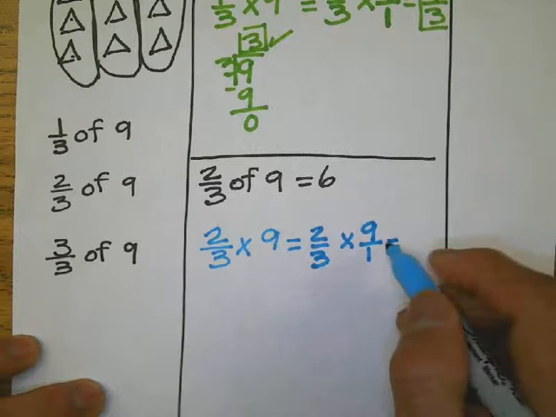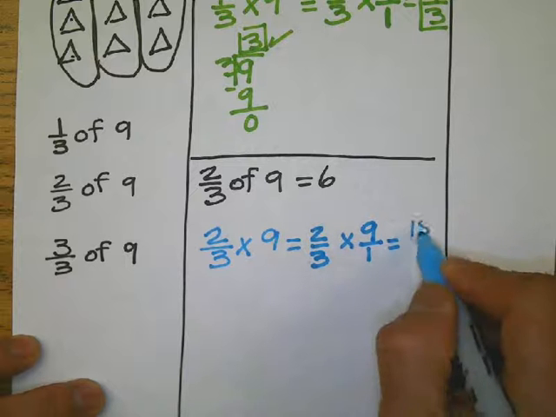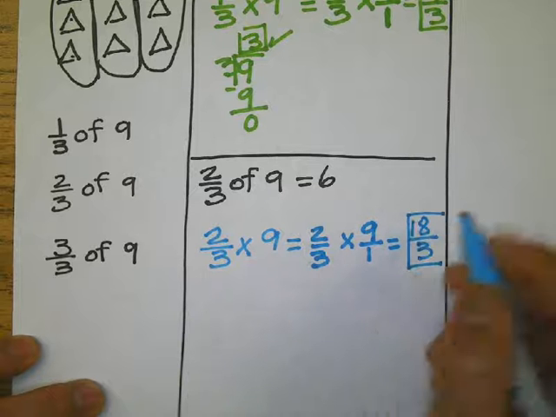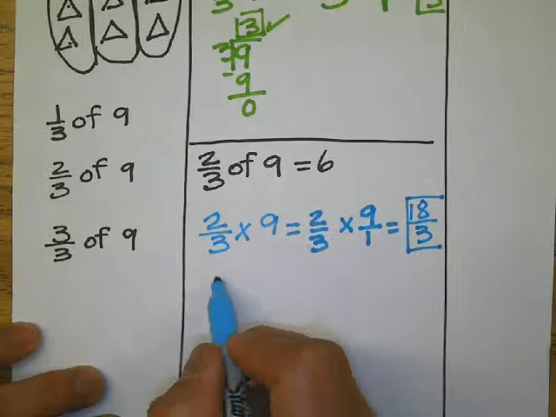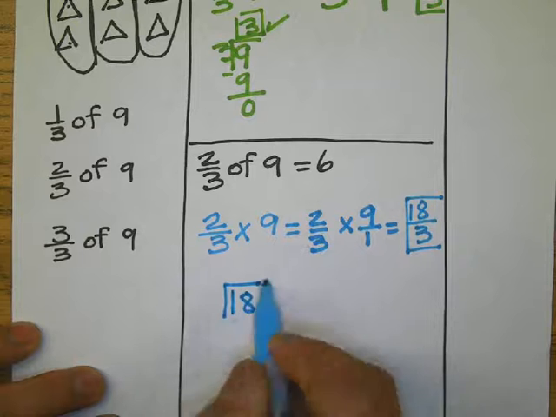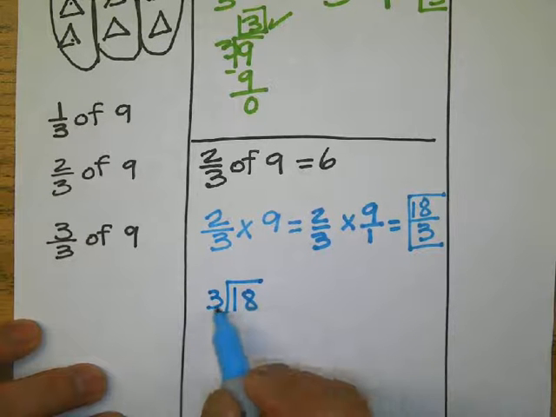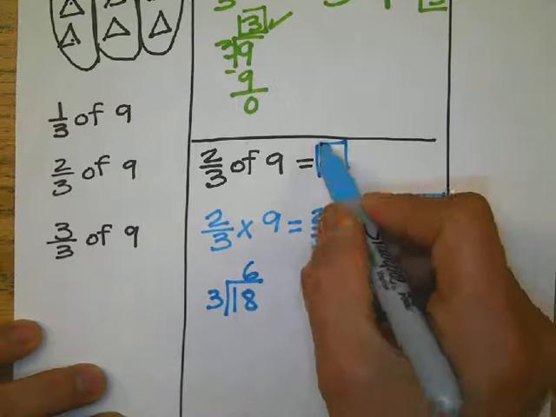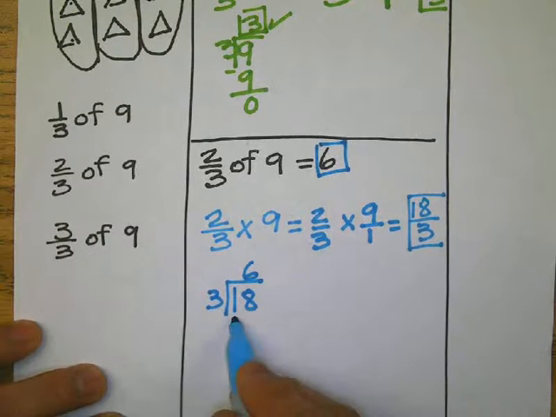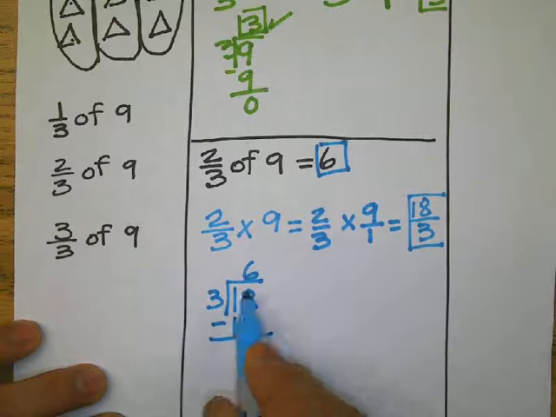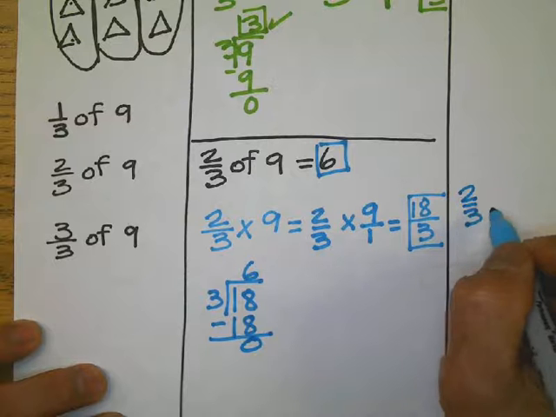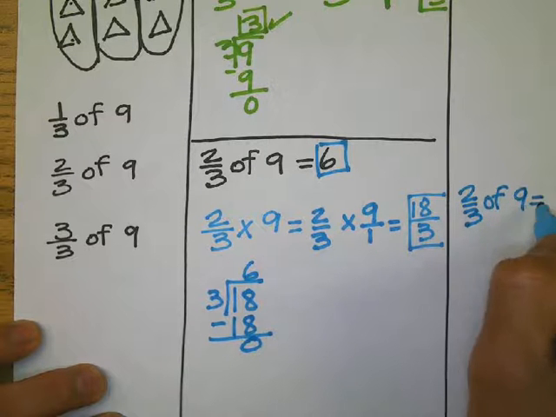Now we're going to multiply. 9 times 2 equals 18, and 3 times 1 equals 3. This is a division. Let's solve it. 18 divided by 3, and the answer is 6. Oh, look, it's the same answer that we have here. 6 times 3 equals 18, and the difference between those two numbers is 0. So now we can say that 2/3 of 9 equals 6.